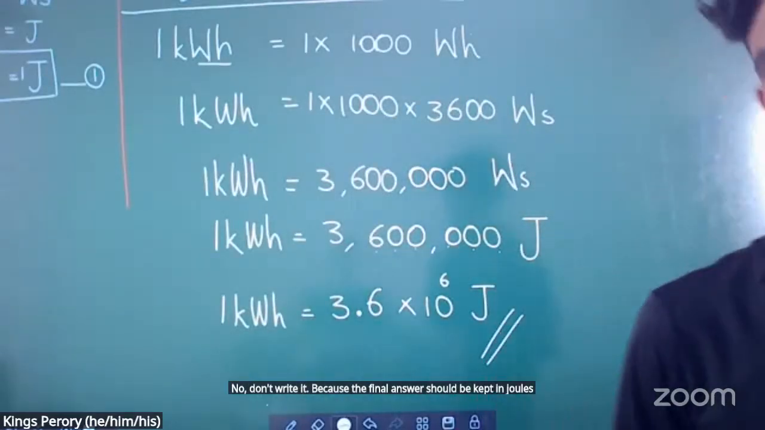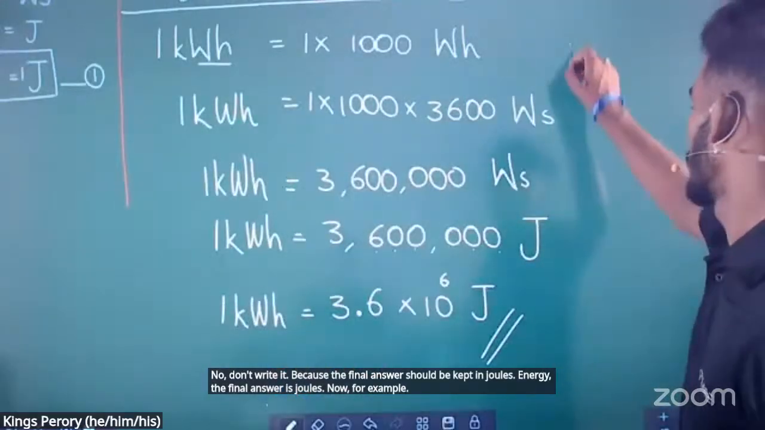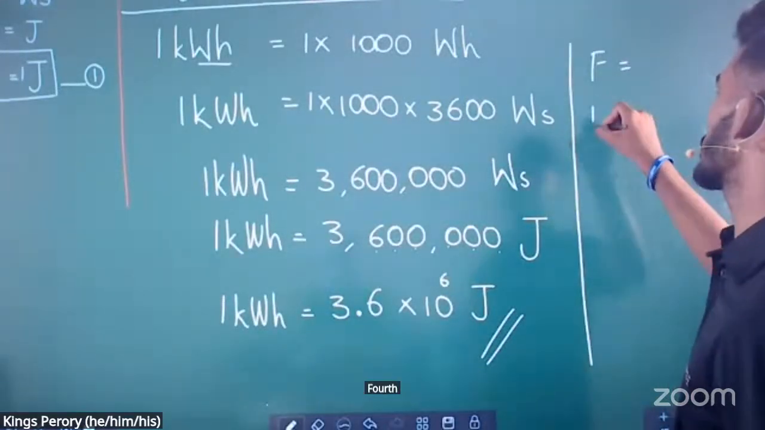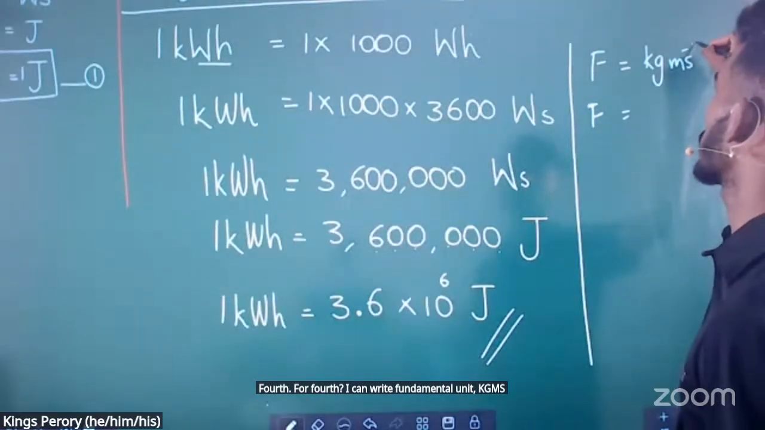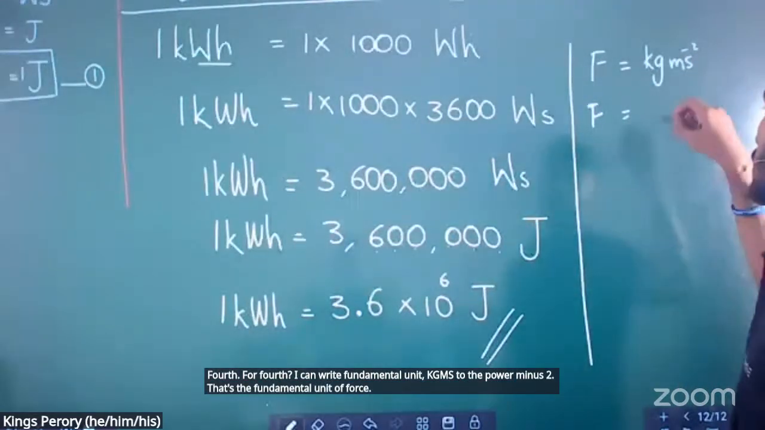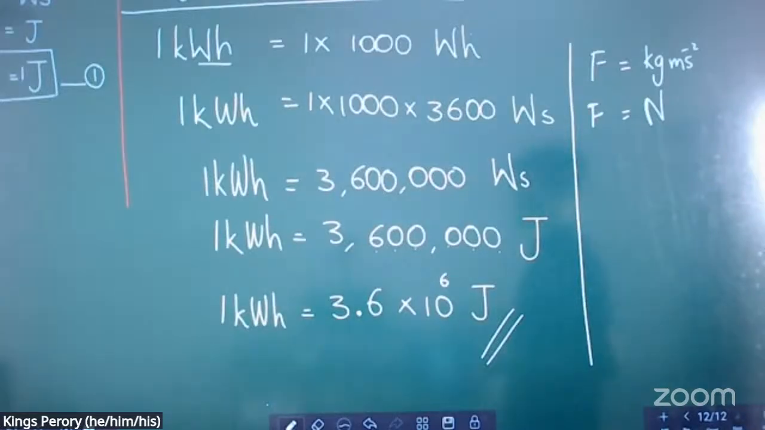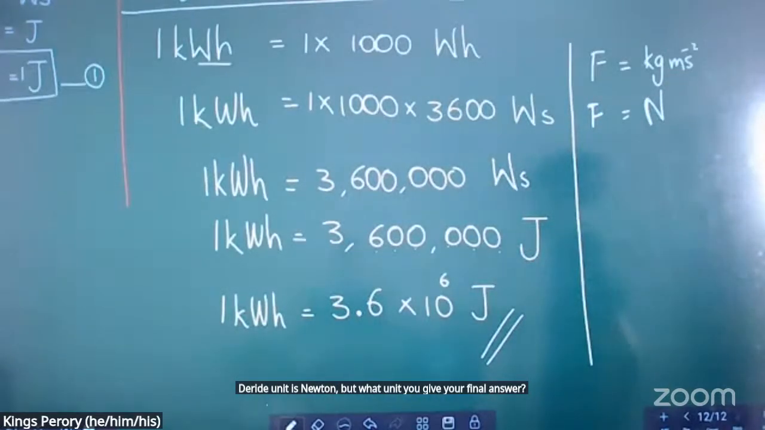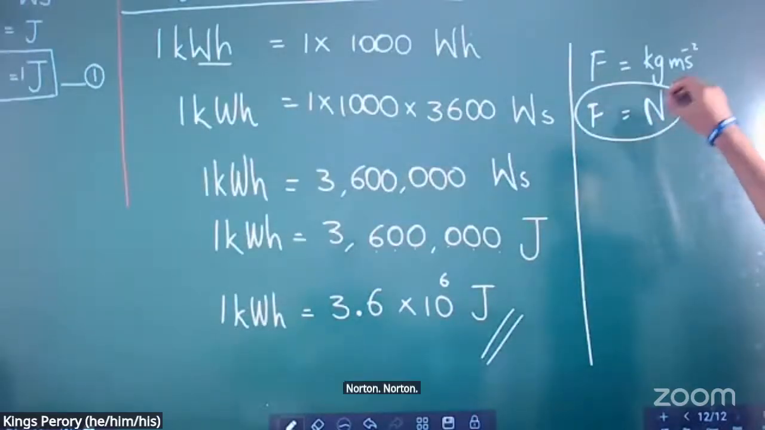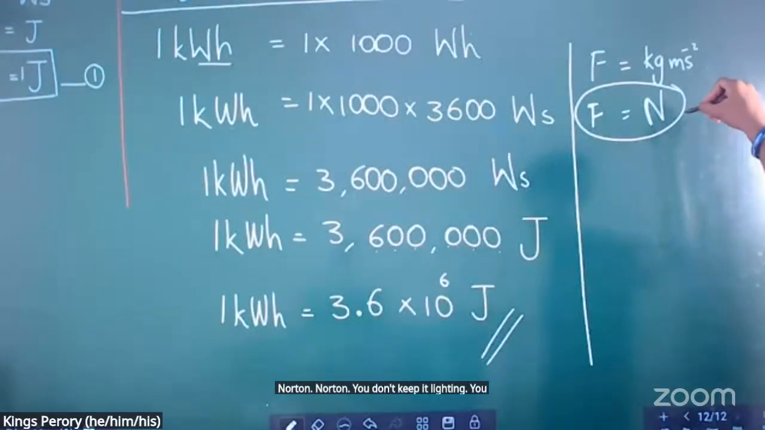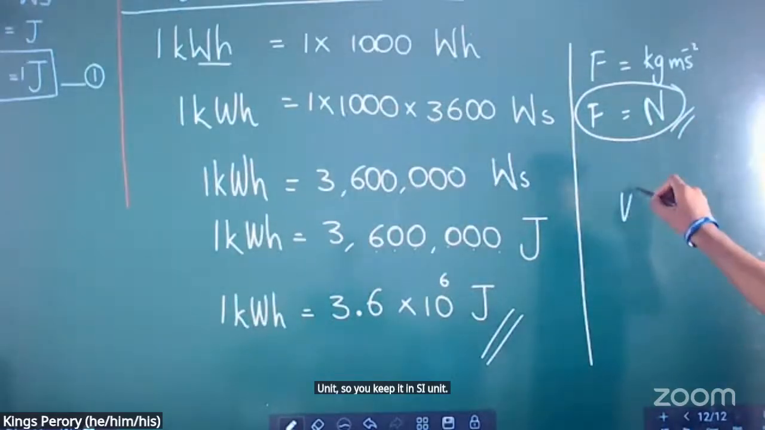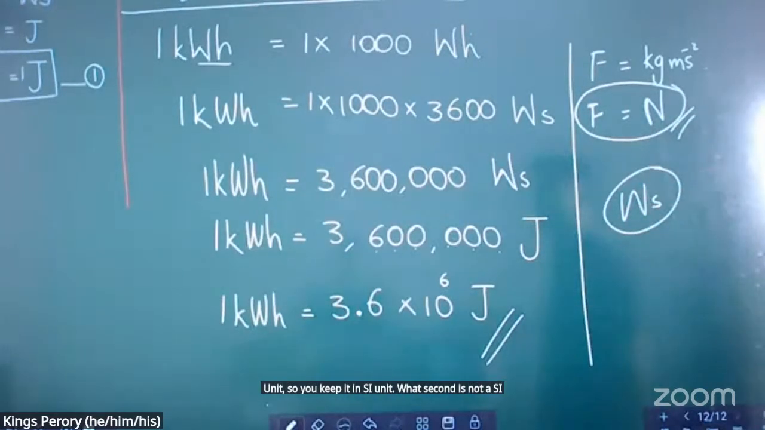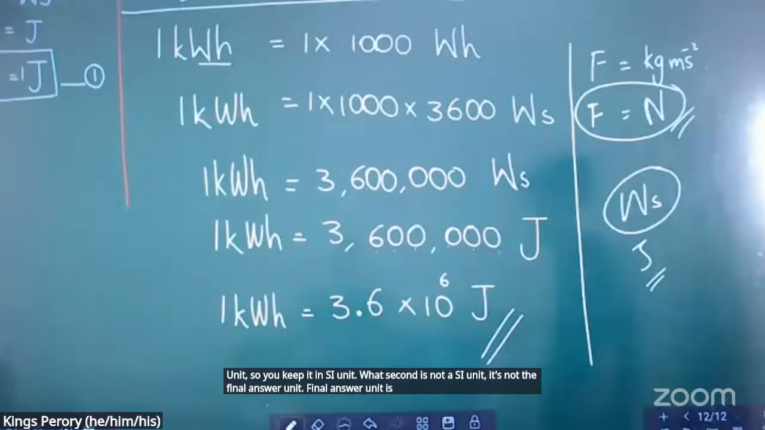Energy, the final answer is joules. For example, force. For force, I can write the fundamental unit kg m s to the power minus 2. That's the fundamental unit of force. The derived unit is Newton. But what unit do you keep in your final answer? Newton. You don't keep it like this. You go for the final endpoint. This is the SI unit, so you keep it in SI unit. Watt second is not an SI unit. Final answer unit is joules. So you keep it in joules.